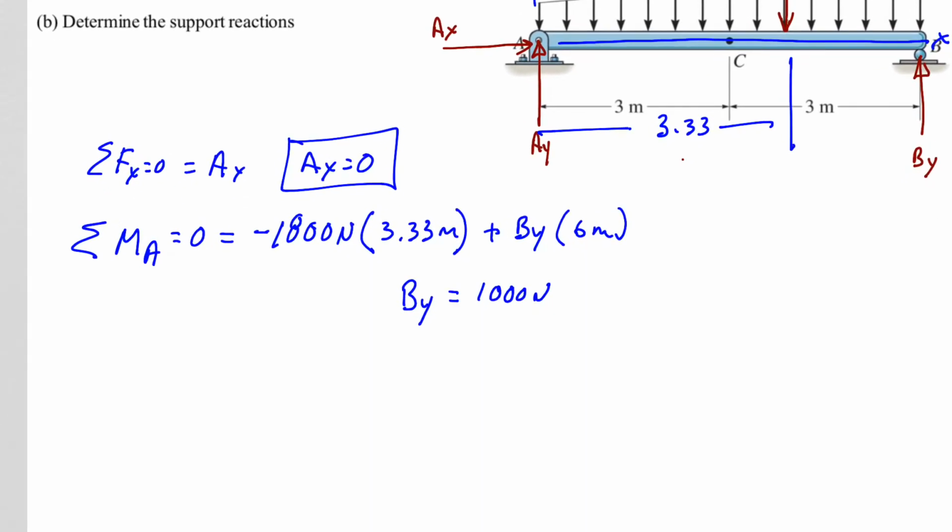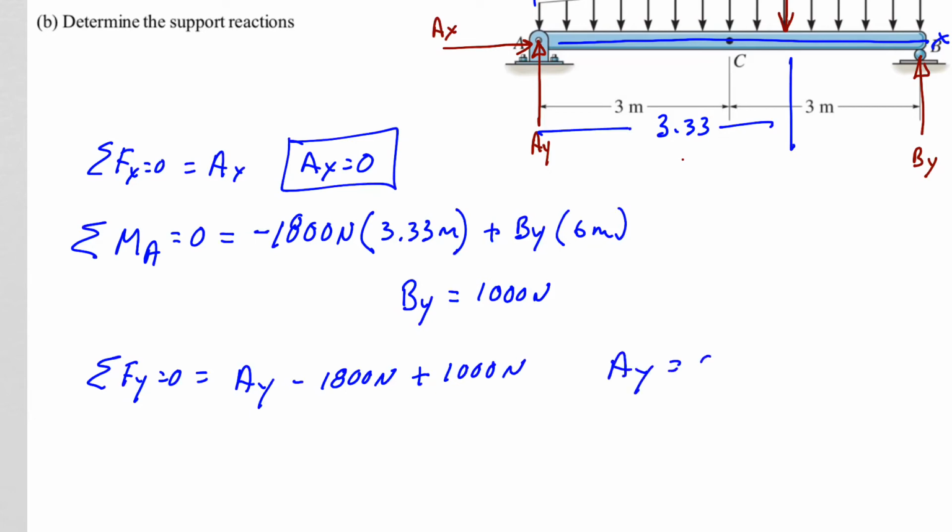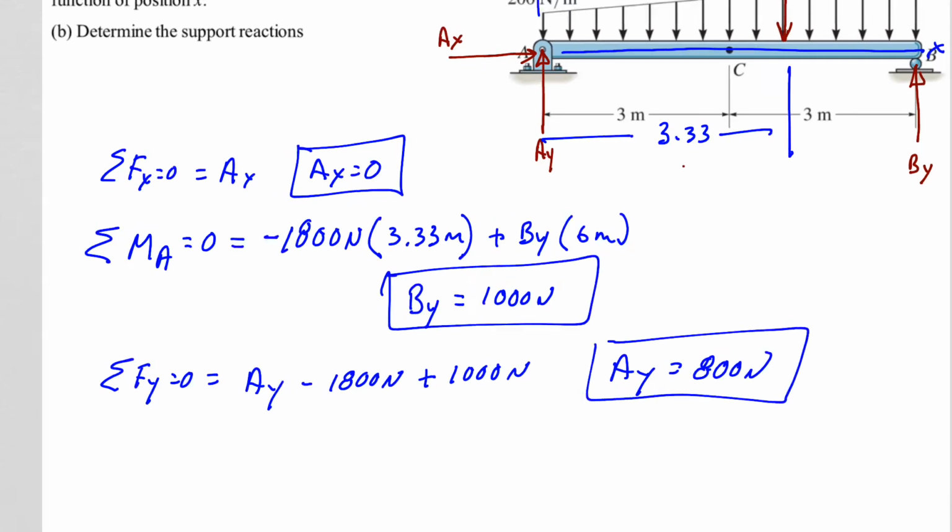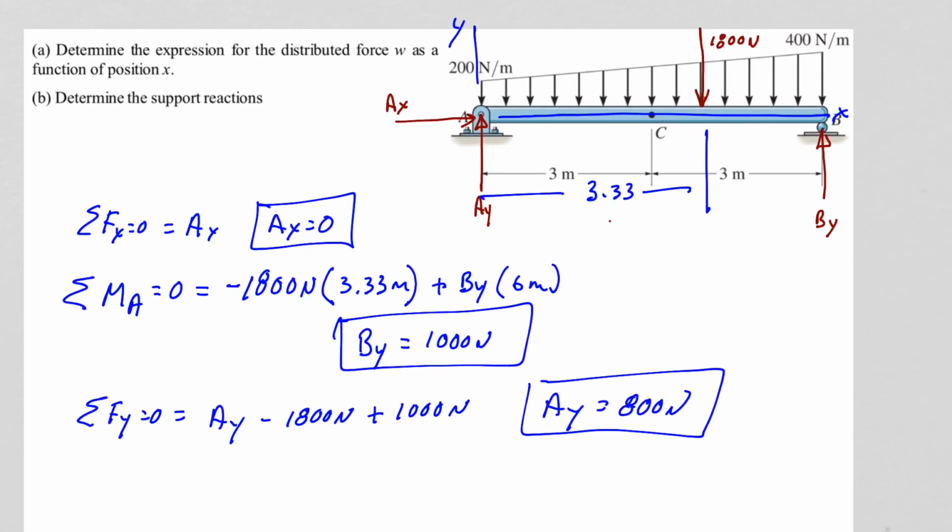Last, we're all familiar with this, just summing forces in the y direction, and we get Ay minus 1,800 newtons plus our By, which is 1,000 newtons. We see that Ay equals 800 newtons. And now we have solved this problem with a distributed load, and we have also found the equation for W of x, the distributed load as a function of x.